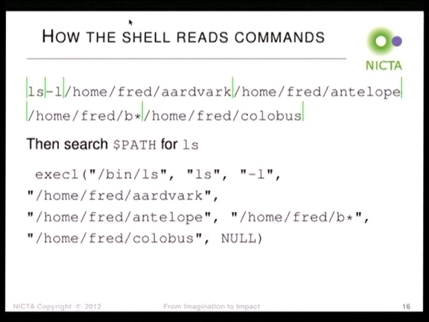Finally, we'll look in the special PATH variable for ls. It'll find it eventually in /bin and actually exec this line. You'll note that the shell has done all the expansion before the exec. The kernel does not expand anything. You'll note also that the shell has decided where the argument boundaries are.